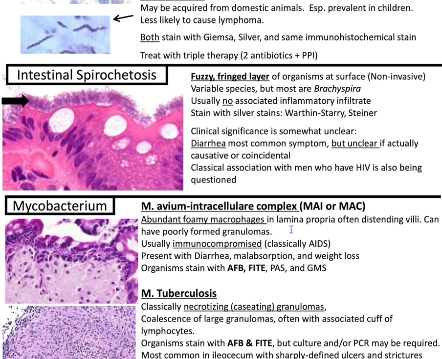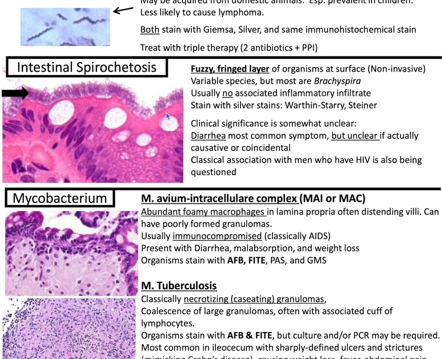Intestinal spirochetosis, you'll have this fuzzy fringed layer of organisms at the surface. It's not invasive, it's just at the surface. One of my staff likes to call it a lipstick sign. It'd be like a coat of kind of thick lipstick. And it's variable species, but most are Brachyspira. Usually there's no associated inflammatory infiltrate, and it stains with your spirochete stains, your silver stains like Warthin-Starry and Steiner. The clinical significance is somewhat unclear. Diarrhea is a common symptom, but it's not sure if it's causative or just coincidental. The classic test question will be, the demographics will be men who have HIV.